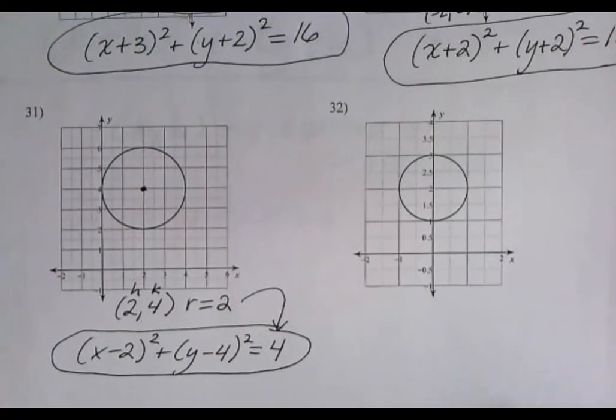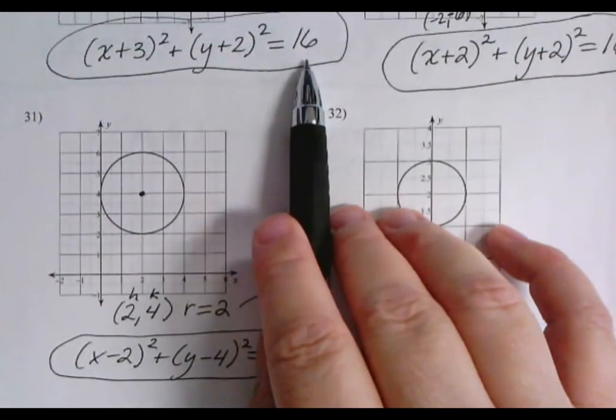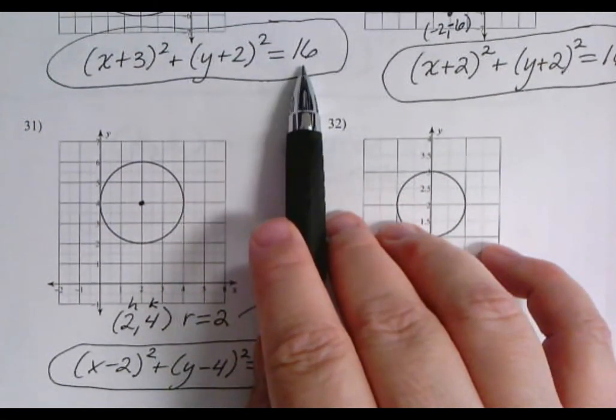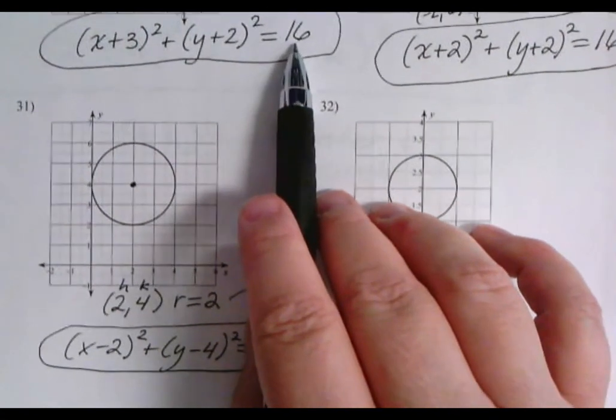Always be careful that when the radius is in the equation, it's actually the radius squared. If you take it out of the equation, then you unsquare it. You take the square root. So if I were to look at this equation and say, what's the radius? The radius is the square root of 16 because I'm coming out of the equation. It's only squared in the equation.